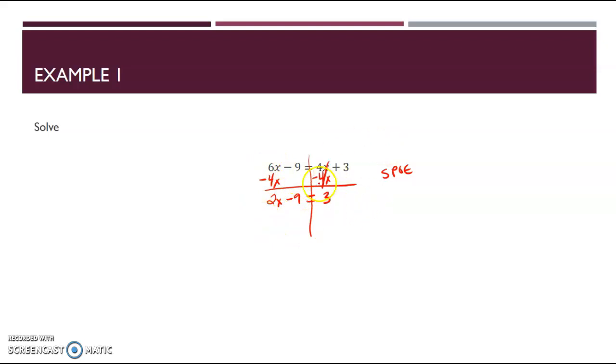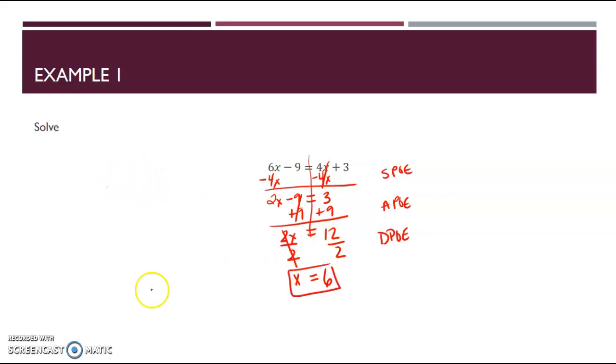And then from here, this is just a two-step equation now. So I'm going to use APOE, addition property of equality, and I'm going to add 9 to both sides. And so I'm going to be left with 2x equals, and then 9 plus 3 is 12. My next step is that I'm going to do a division property of equality, and I'm going to divide both sides by 2. That makes this a 1x. And then 12 divided by 2 leaves us with 6.